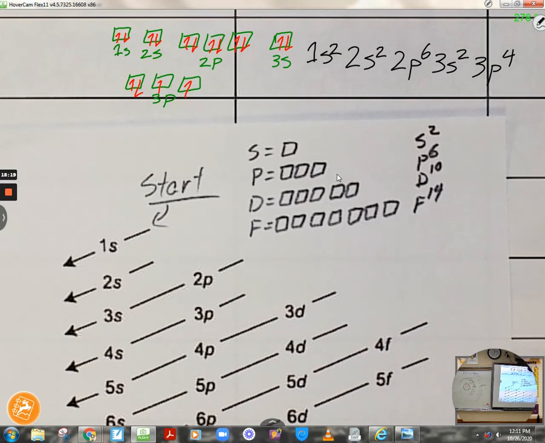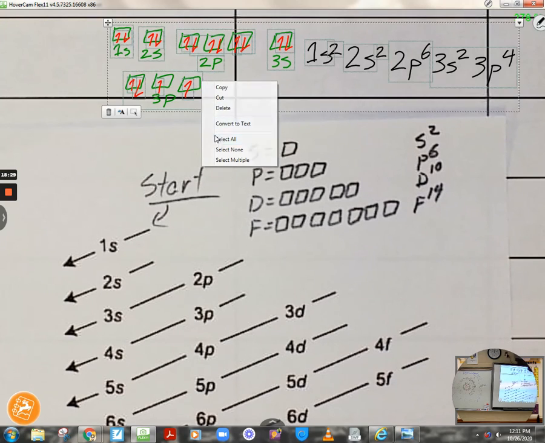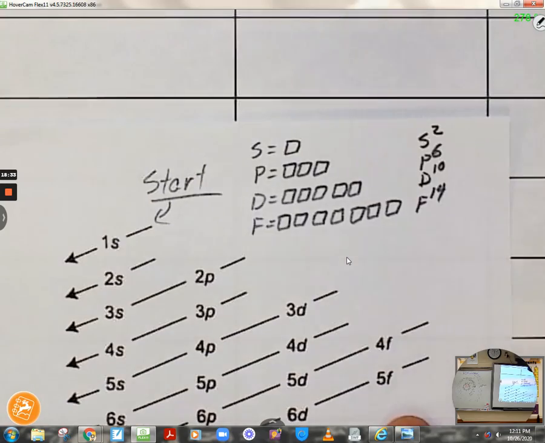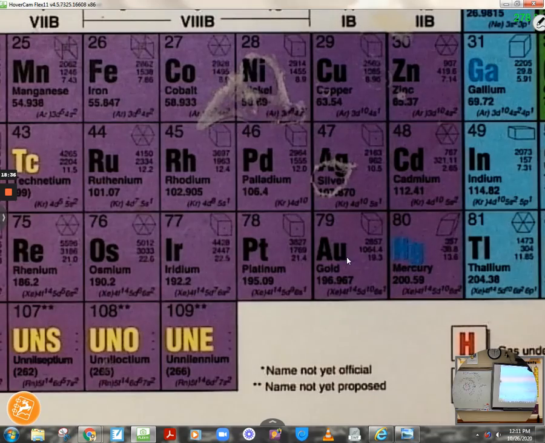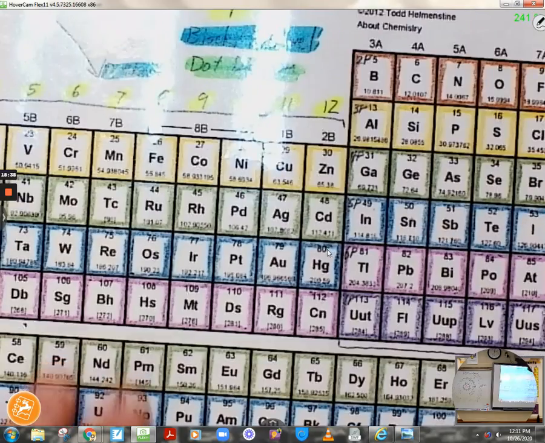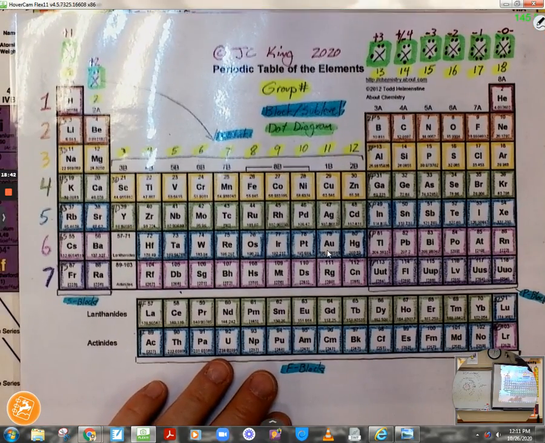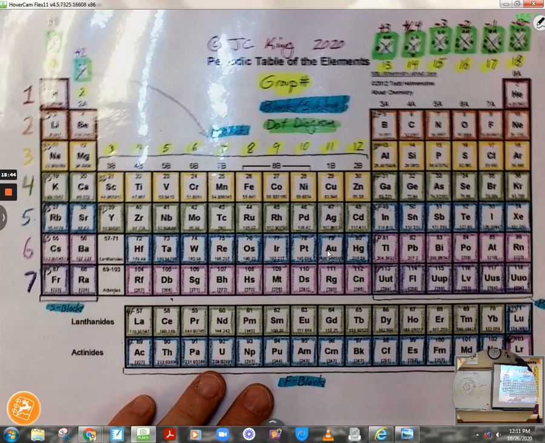Now I'm going to show you how you can go straight from the periodic table to the electron configuration without having to draw these orbitals at all. Okay. So let me zoom back out and let's take a look at my periodic table. Y'all see that all right?